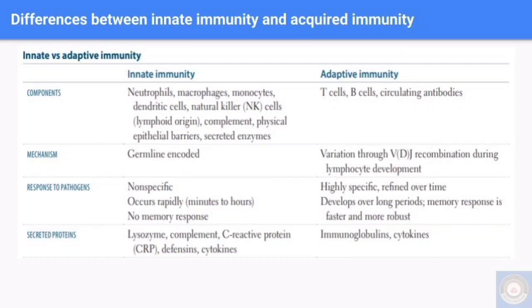So innate immunity, though rapid to respond, is non-specific and there is no memory response. But adaptive immunity takes a long period of time to develop. At least it takes 24 to 48 hours, and it is highly specific and gets refined over time, and there is memory response. Secreted proteins in innate immunity are lysozyme, complement protein, C-reactive protein, defensins, and cytokines, whereas in adaptive immunity, immunoglobulins and different cytokines are secreted.